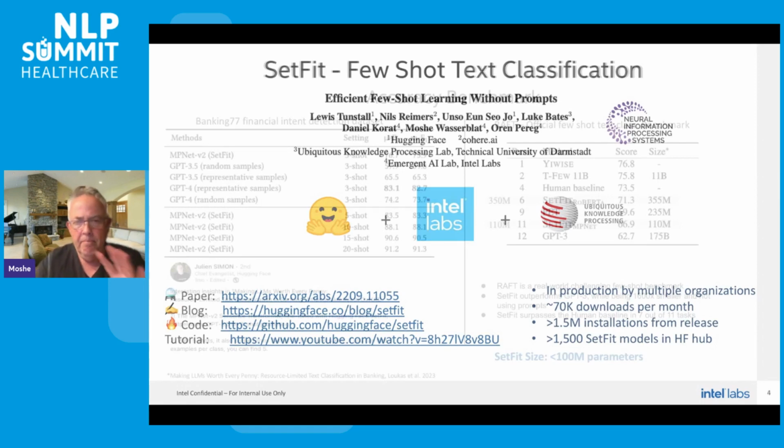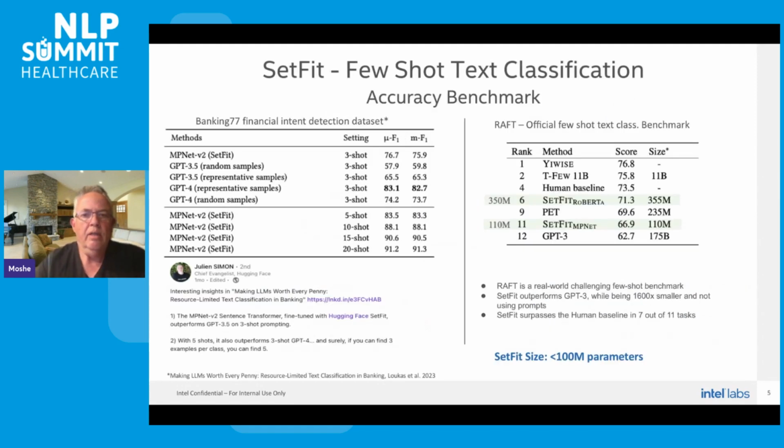To give some sense of why SetFit is very popular, if you look here on the left side, this is from a paper that benchmarks Banking77, which is a financial intent detection dataset. You can see that with only 5 shots, we're comparable to even GPT-4. And I remind you that SetFit uses models of about 100 million parameters and even below that. So it is quite exciting to run a model with 10 million parameters, of course, on any platform.